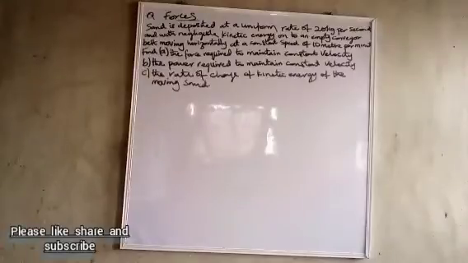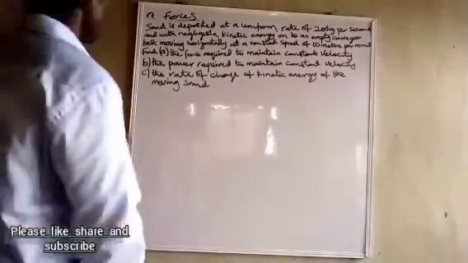Sand is deposited at a uniform rate of 20 kg per second and with negligible kinetic energy onto an empty conveyor belt moving horizontally at a constant speed of 10 meters per minute. Find A, the force required to maintain constant velocity. B, the power required to maintain constant velocity. C, the rate of change of kinetic energy of the moving sand.